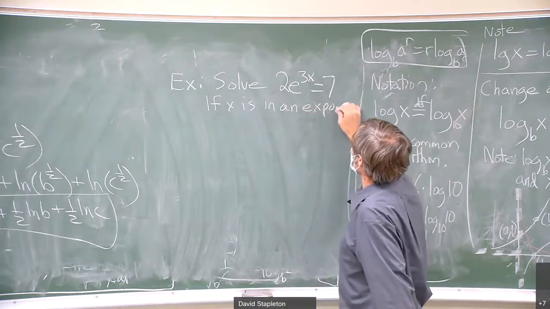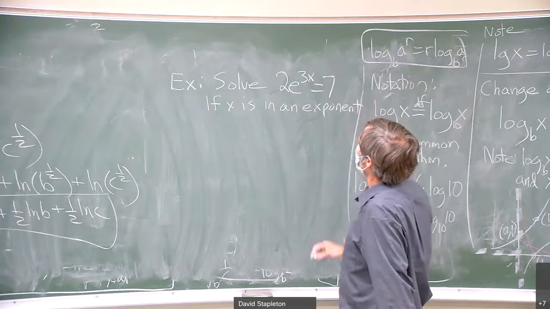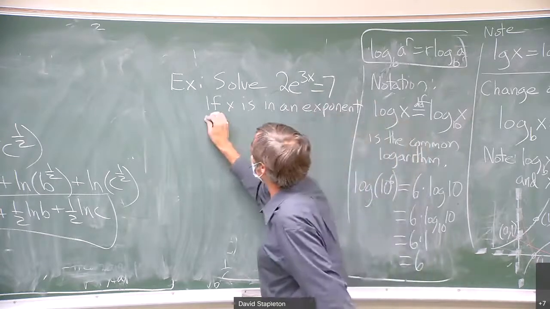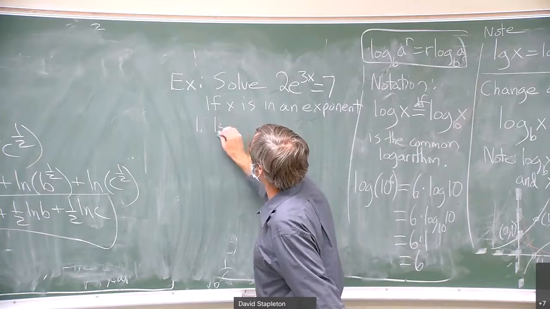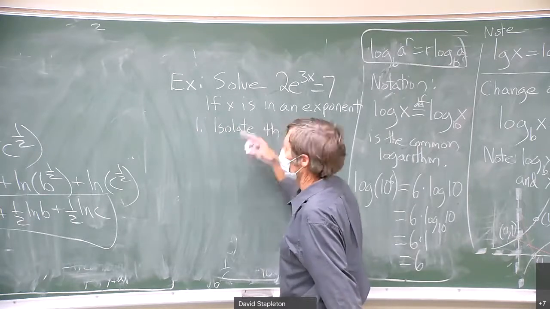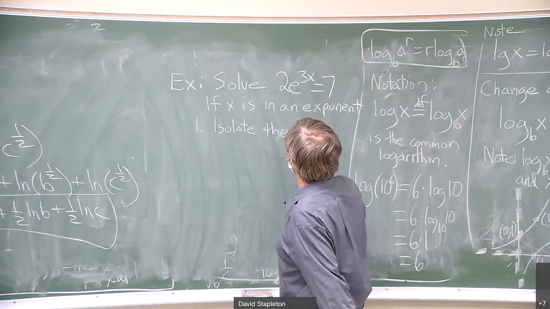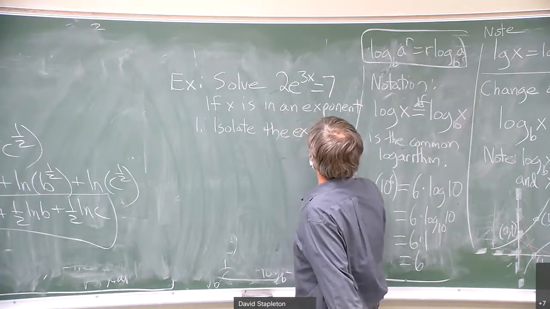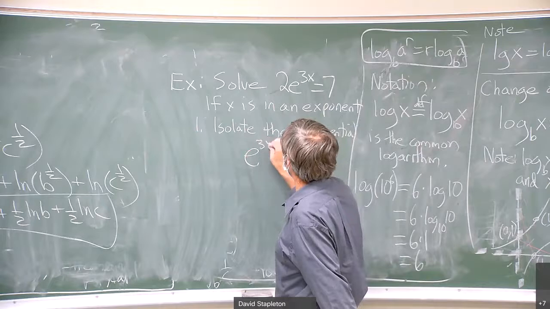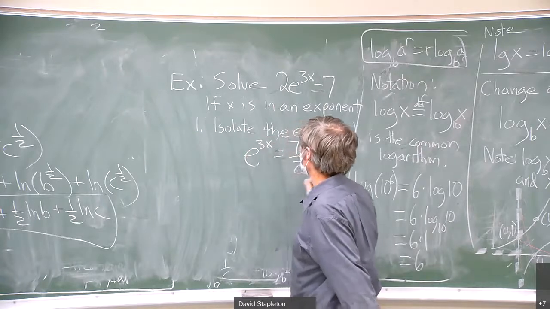How do I use logarithms to solve that? Yeah, log both sides. I can do it right now, but I prefer to divide by 2 first. So I'm going to isolate the exponential with x in it. You're right, though, you could take the log right away if you wanted. Isolate the exponential. That means I'll divide by 2, and I'll write e to the 3x equals 7/2.